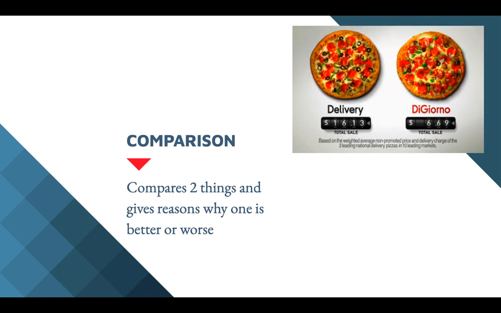We have this advertisement. We have delivery and we have DiGiorno. You can tell here that they're comparing several things. They're comparing the look of the pizza, right? You can see that the sizes are about the same. The toppings on the pizza are about the same. And then they're comparing the price underneath. What it shows here for delivery is more than double what DiGiorno costs, right? So they're trying to persuade you to argue that DiGiorno is better because the price is better.